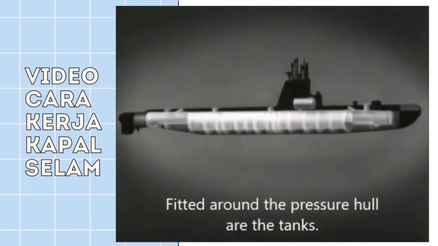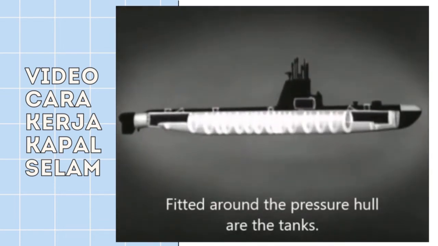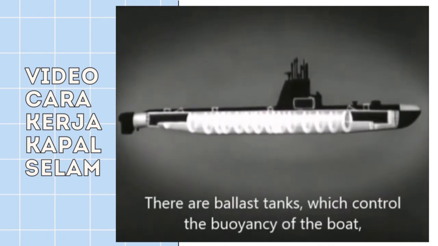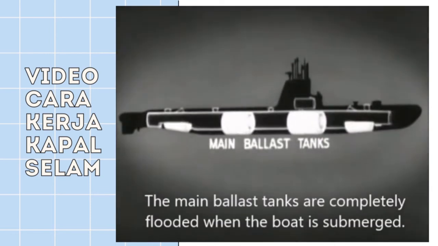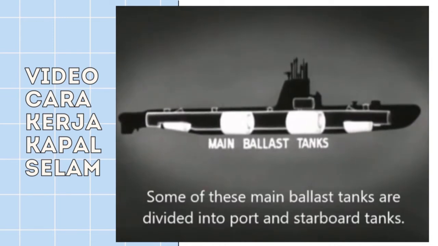Fitted around the pressure hull are the tanks. There are ballast tanks, which control the buoyancy of the boat, and fuel tanks. The main ballast tanks are completely flooded when the boat is submerged. Some of these main ballast tanks are divided into port and starboard tanks.